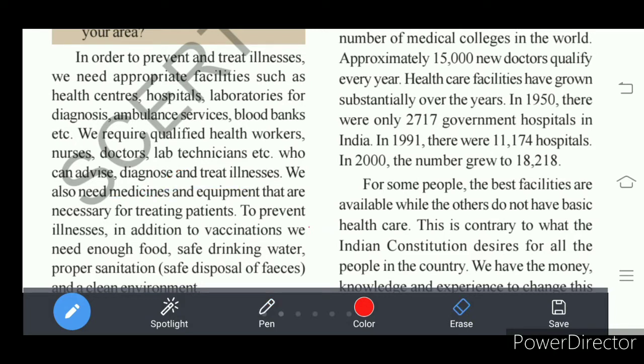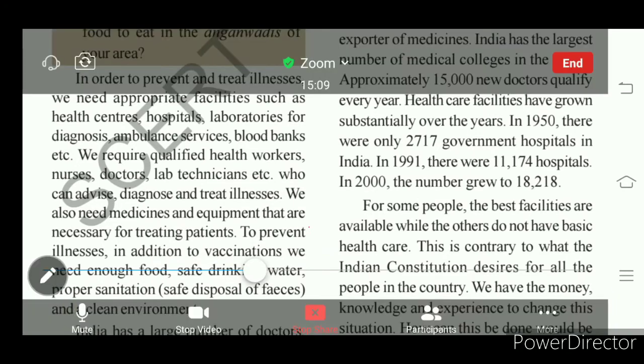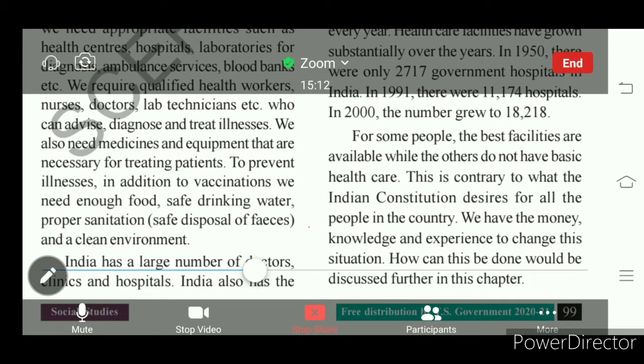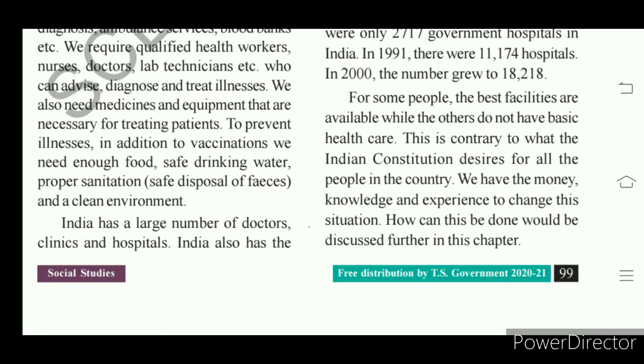And to prevent these kind of illness, we need to go through the vaccination. What is that? Vaccination is needed. Along with this, we also need enough food, that is nutritious food, right, which gives energy and to fight with diseases and sicknesses. Understand? To overcome the sickness, we need to improve the immunity power. Immunity power comes with nutritious food.